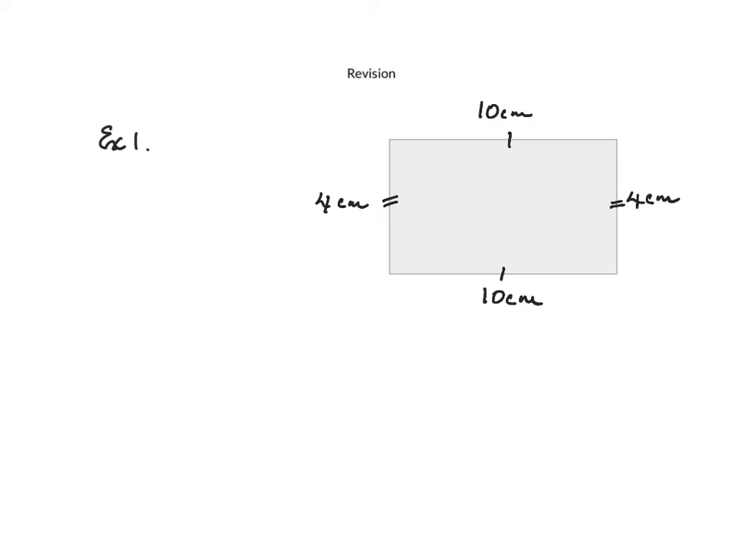So we'll work out the perimeter first of all. Perimeter is when we add all the lengths of the sides together, so that's 2 lots of 10 and 2 lots of 4. That gives us 20 plus 8, 28 centimetres.